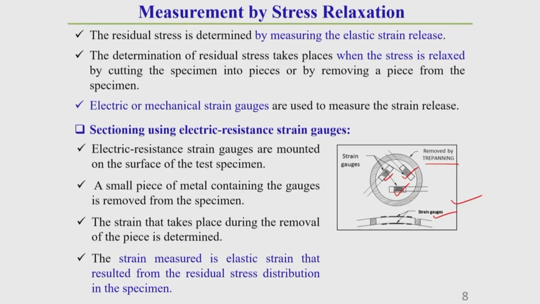So, here is a small piece of metal containing the strain gauge. You can see this is a circular type of cut we make. This circular cutting is made by using the trepanning operation. Trepanning generally consists of a hollow circular tool.